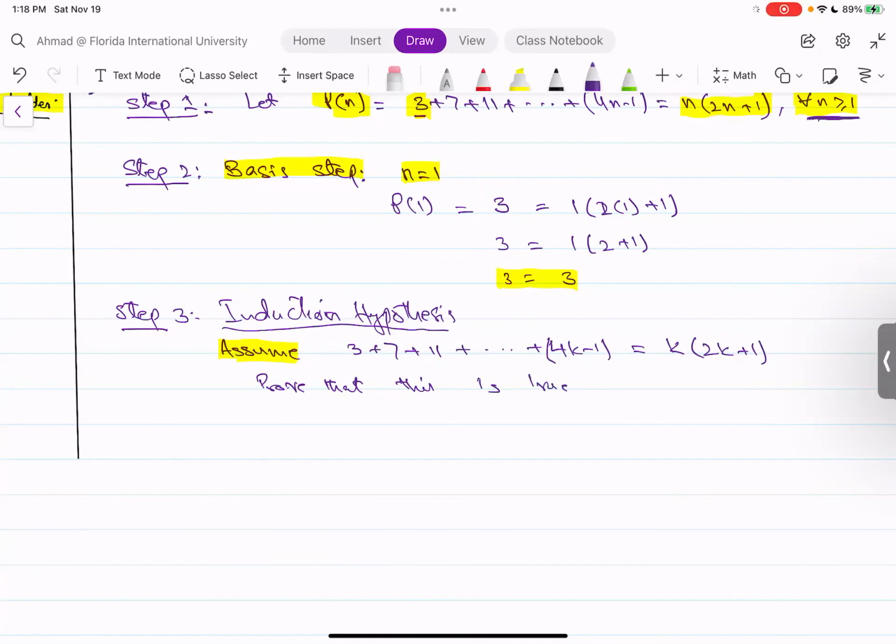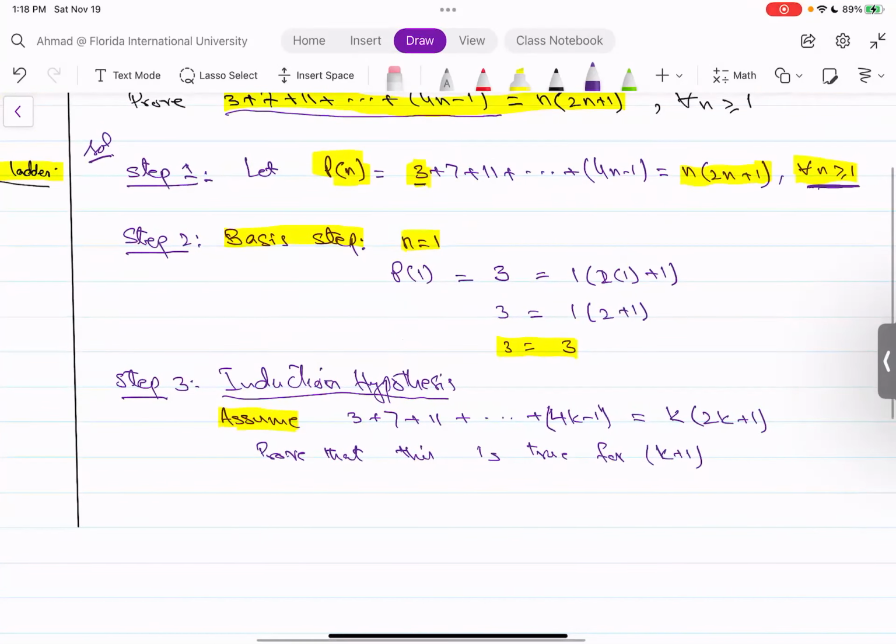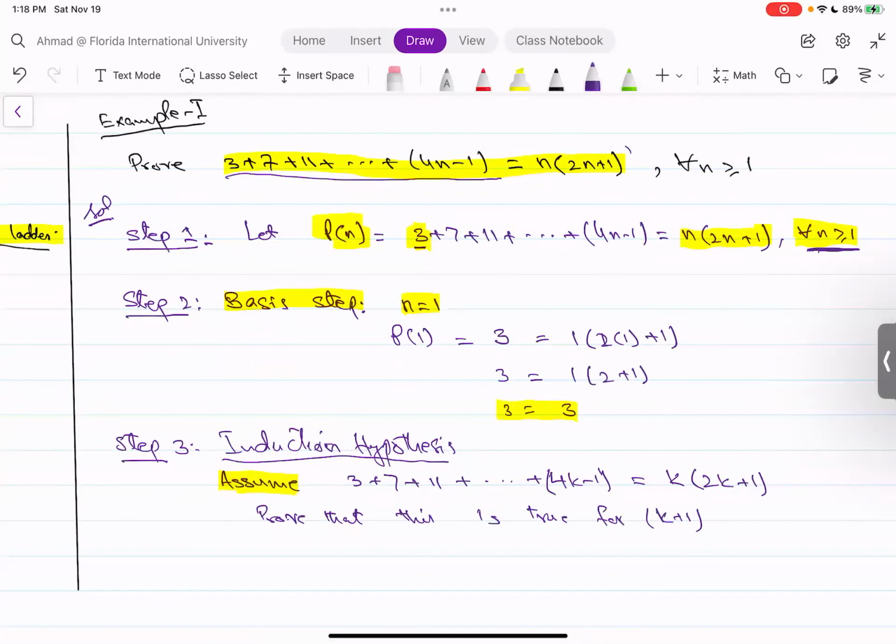This is true for k plus 1. Now k plus 1 means if we can prove it for any kth random value, then for the next value it is true for that one also. So if it is true for k plus 1, that means this sequence is true, and this can be reduced to this general formula, right?